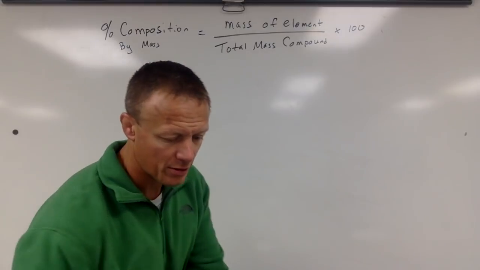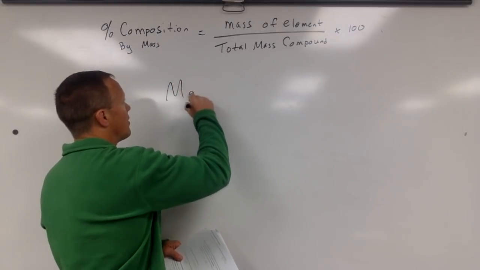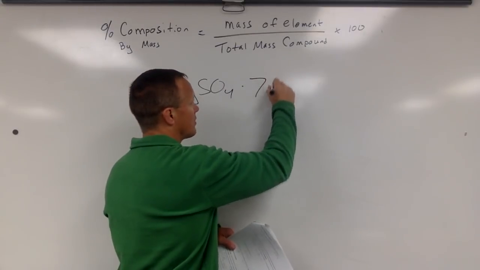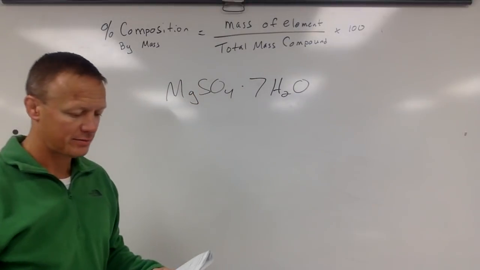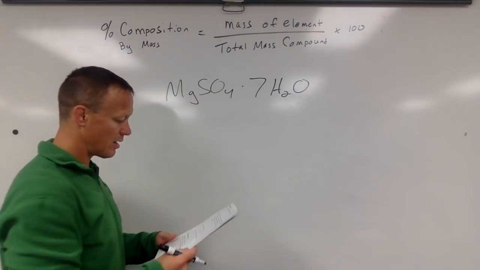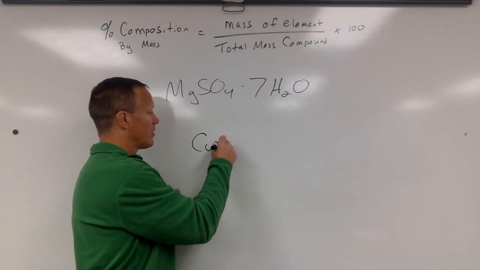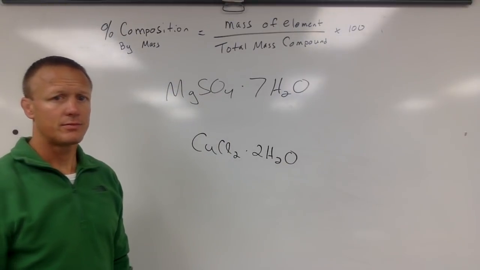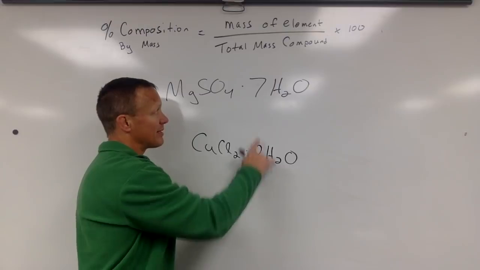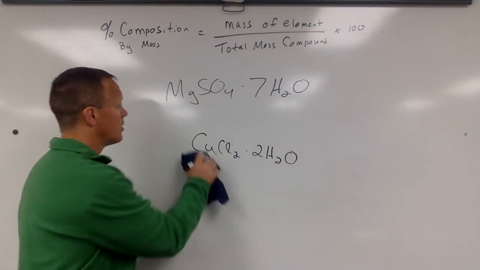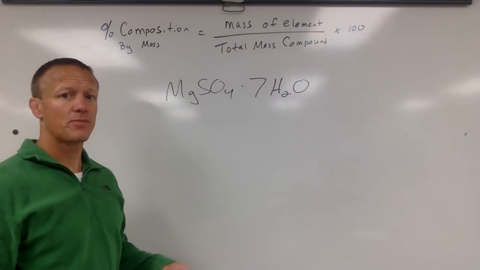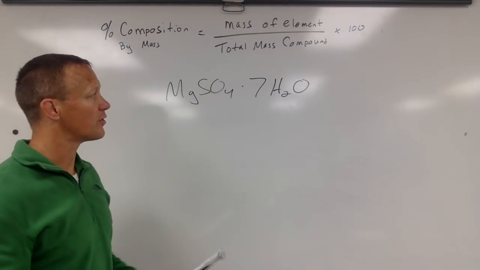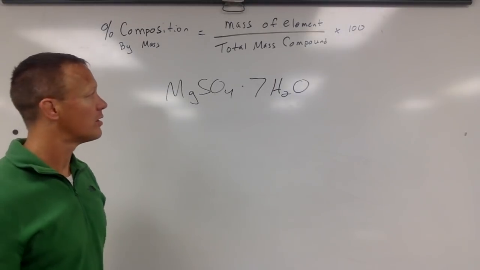So let's say we have MgSO4, magnesium sulfate. You'll see a dot. This does not mean times. This is called heptahydrate. So magnesium sulfate heptahydrate. You could have copper chloride dihydrate. So you say the name. Heptahydrate means 7 waters. Dihydrate means 2 waters. So if you heat these compounds, it drives the water off and you end up with an anhydrous material, meaning the water has been removed. So the lab we do will be removing the water and figuring out a formula based on that.